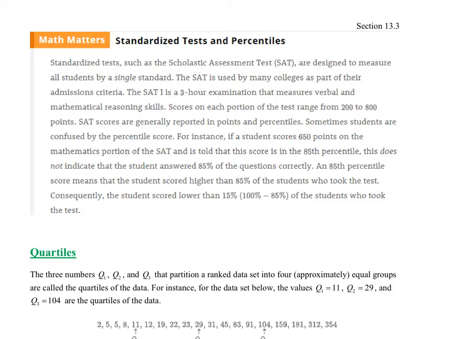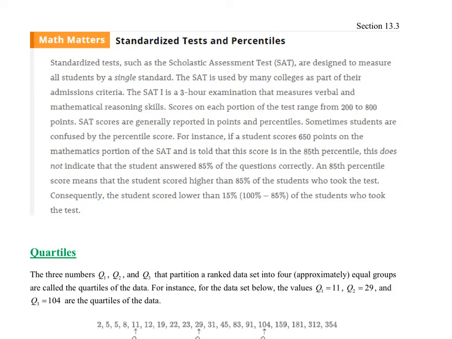SAT scores are generally reported in points and percentiles. So you get a score, you scored a 680, okay? But it also tells you the percentile that you scored in, which is how many people you did better than. It says sometimes students are confused by the percentile score.